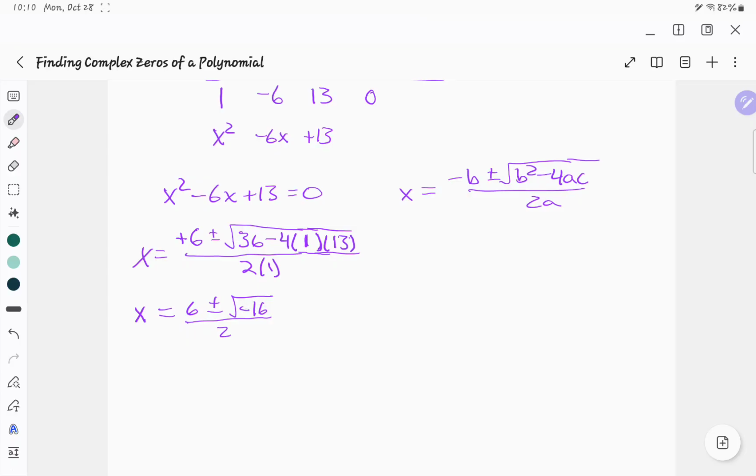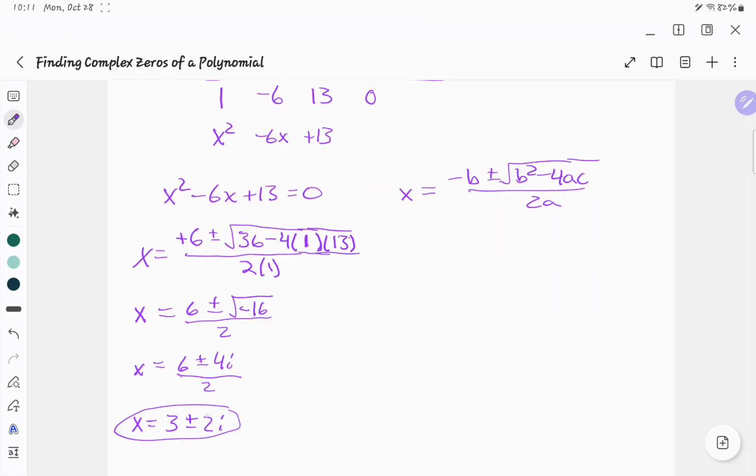Square root of negative means we're going to have an i. Square root of 16 is just 4. Right? So I could say this is x is 6 plus or minus 4i all over 2. And then we'll divide the 2 into each of those. So I get x is 2 into 6 is 3, and 2 into the 4 is 2, so 3 plus or minus 2i. So that's it. So these would be my other 2 zeros that I want.